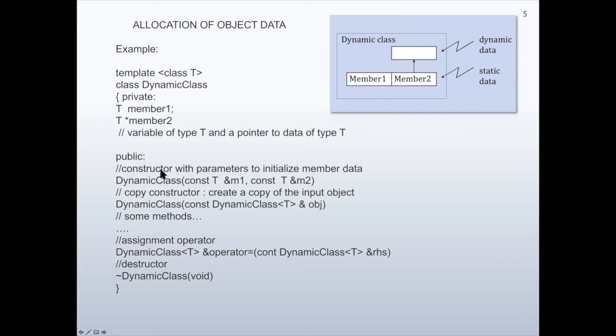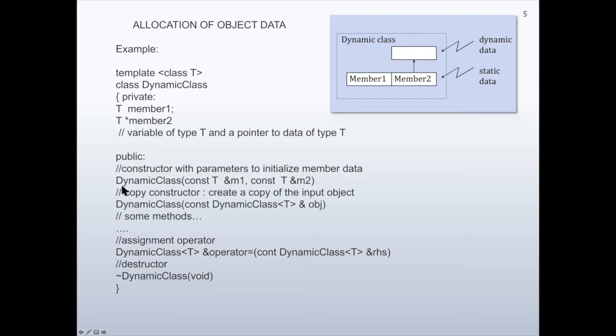In the public part, we have a constructor with parameters to initialize member data. This is the constructor having the same name as the class. We have two parameters to initialize member data. We have M1 and M2. M1 is going to be stored in member 1, and M2 is to be stored in this dynamic part whose address is in member 2. These are declared as references to type T, and they are constant.